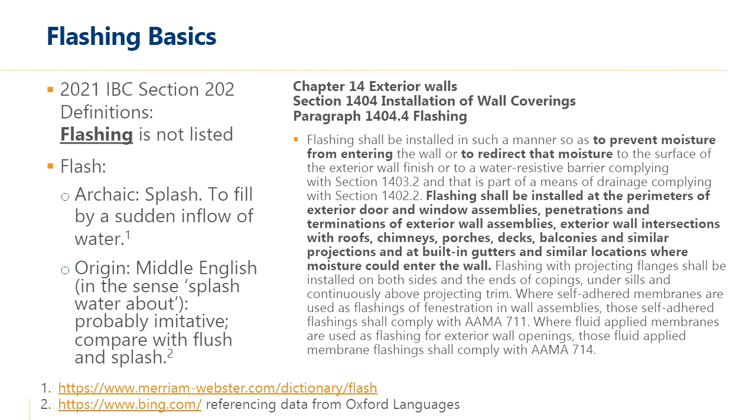If we look back to the code in the exterior wall section, you'll find that we do have paragraphs that discuss flashing, and they discuss the purpose of it to prevent moisture from entering and redirect that moisture back out of the wall. Where do you need the flashing? It discusses many locations, including perimeters of exterior doors and window assemblies, penetrations and terminations of exterior wall assemblies, exterior wall intersections with roofs, chimneys, porches, decks, balconies, and similar projections, and at built-in gutters and similar locations where moisture could enter the wall. So lots of locations.